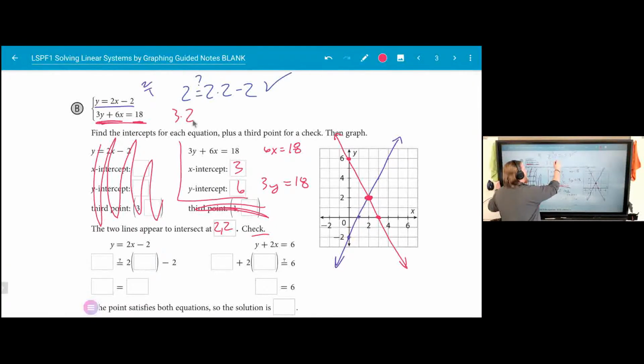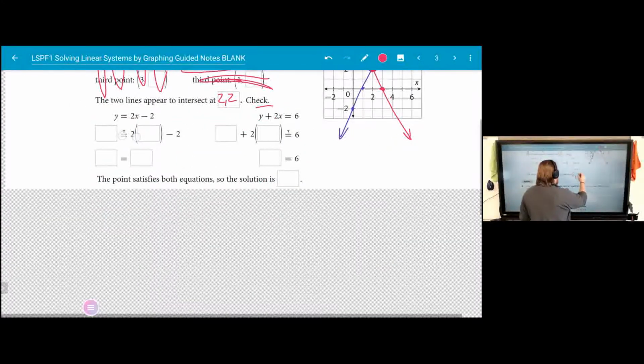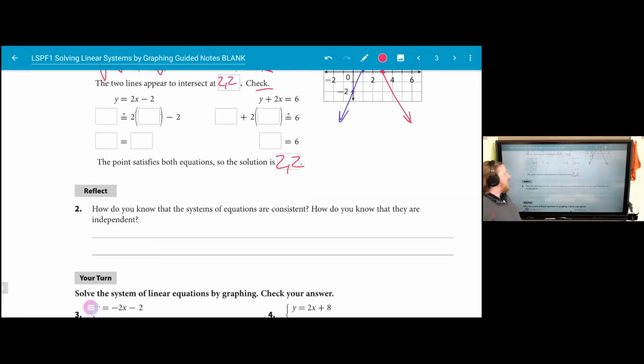The second one, if I plug 2 in for x and 2 in for y, 3 times 2 plus 6 times 2, does that equal 18? Well, 3 times 2 is 6, 6 times 2 is 12, and 6 and 12 do sum together to get 18. This one's also true. So guess what? Our solution is (2, 2). Put some parentheses around that guy, right? Because it's a coordinate point.